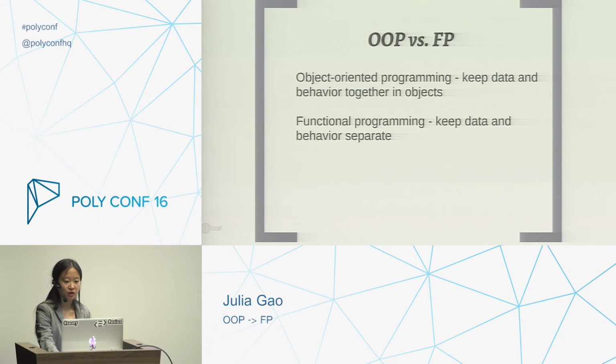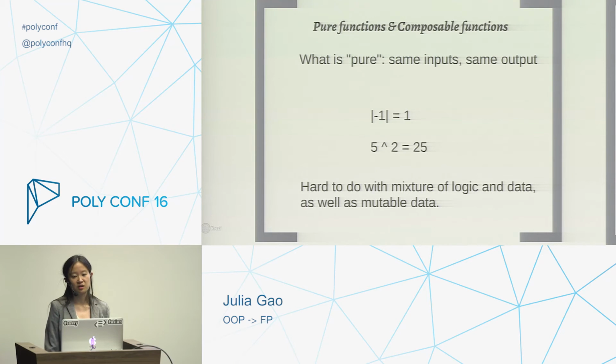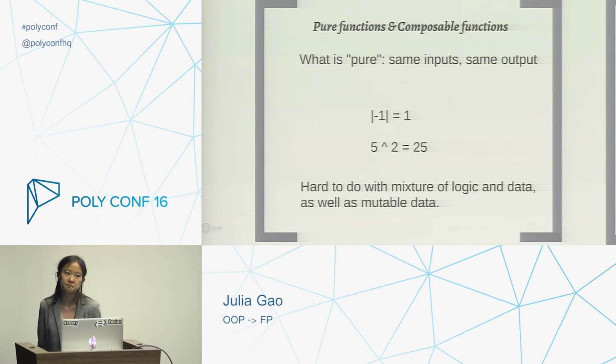So in order to know why functional programming is better, I think we need to know a few more concepts, which are pure functions and composable functions. From the previous talk, we all know pure functions, or stateless functions, just mean same inputs, same outputs. And actually, we're already doing this in math. Right here we have the absolute value of -1, and then we get 1 out every single time. We're not going to get like 5 out.